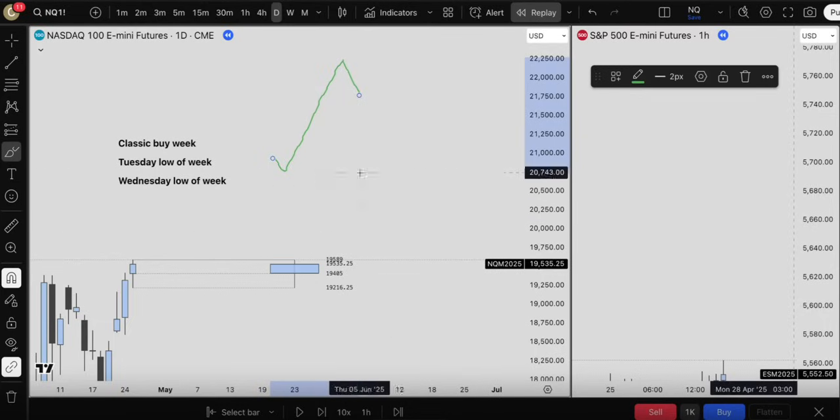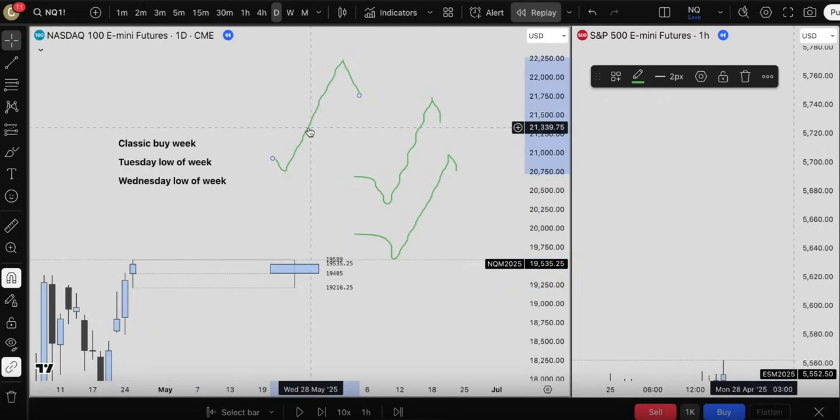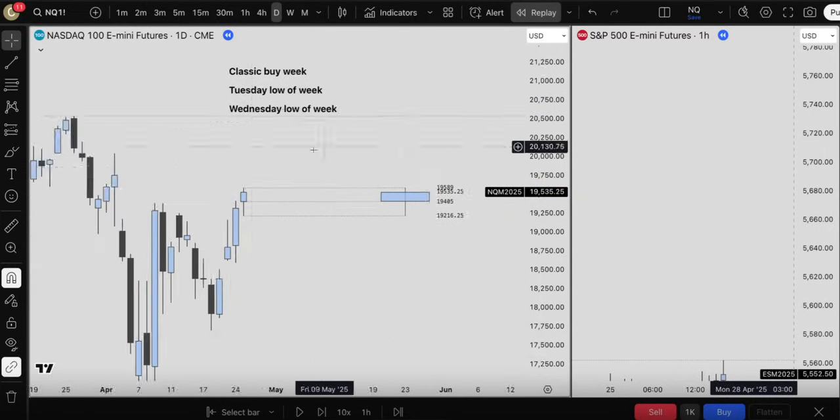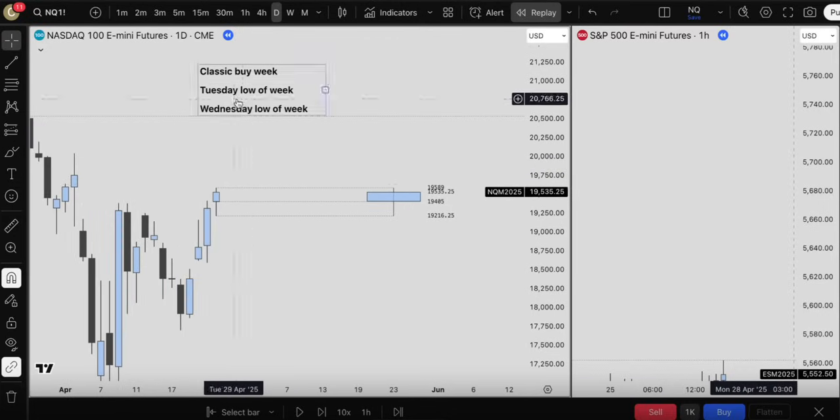All right, a Tuesday low of week is a Monday open, Tuesday low of week, Wednesday, Thursday, Friday close. Okay, a Wednesday low of week is Monday open, Tuesday range, Wednesday low, Thursday, Friday close. Right? So these are the 3 types of bullish weekly profiles. Okay? So with that being said, right?